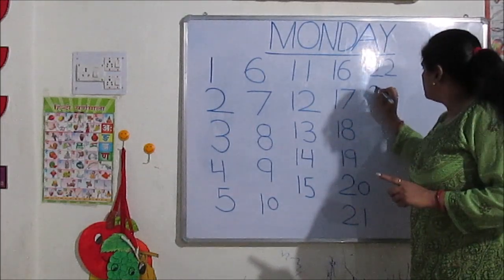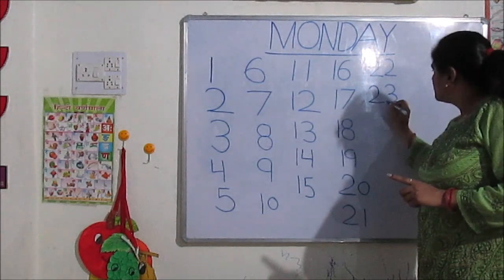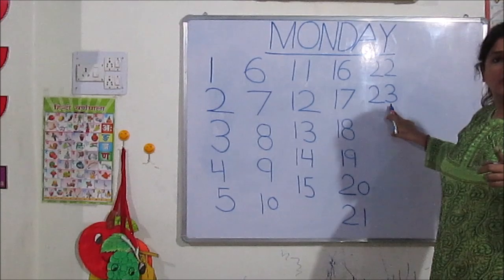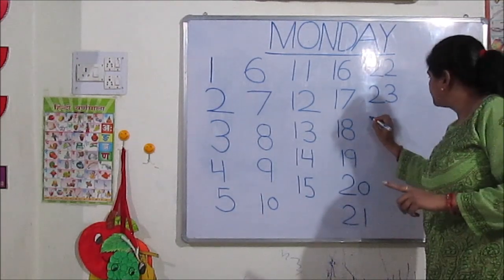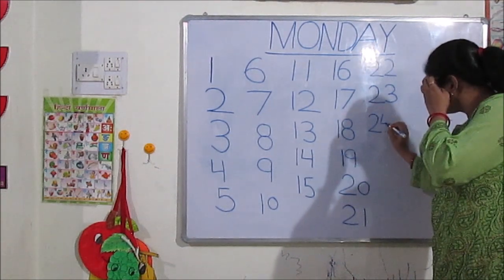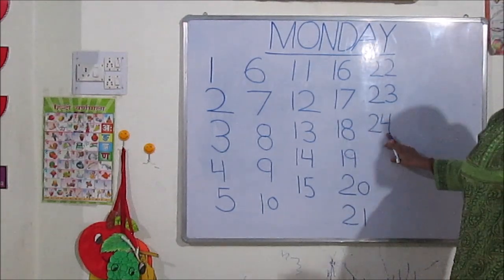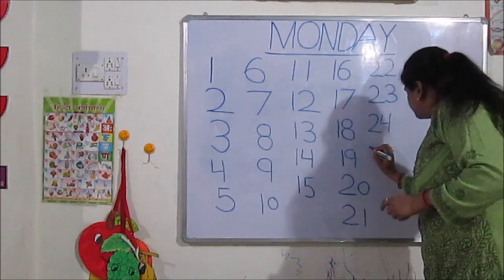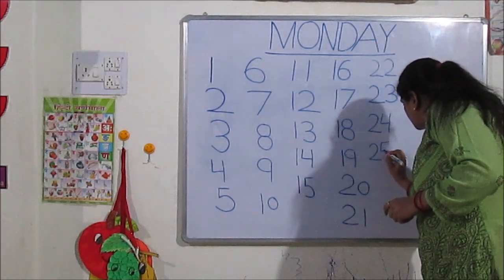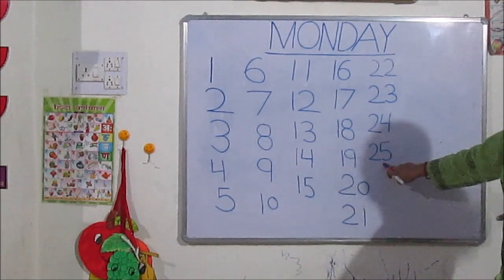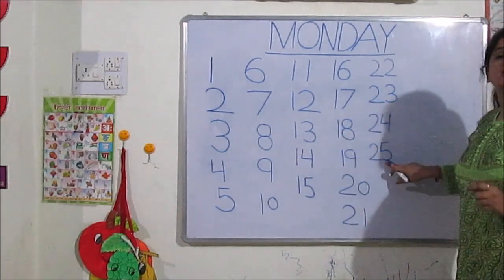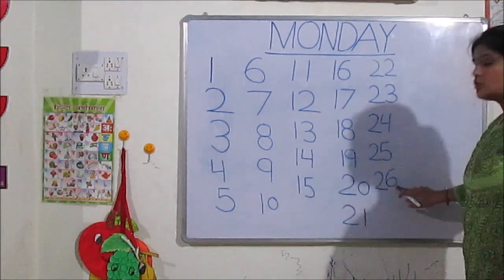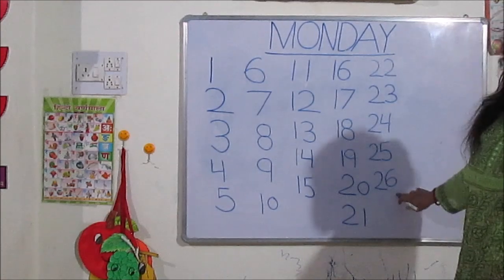23. After 23, 24. 2, 4, 24. After 24, 25. 2, 5, 25. After 25, 26. 2, 6, 26. After 26.